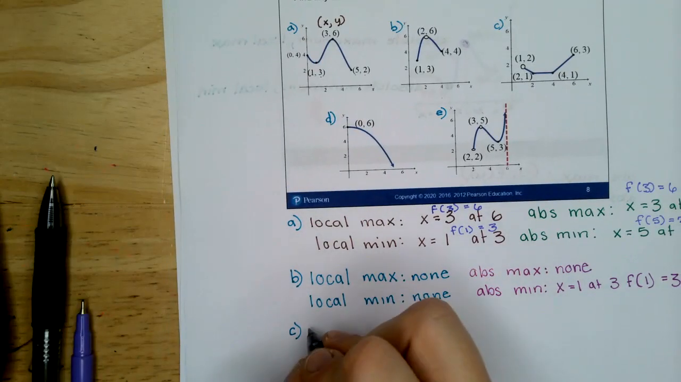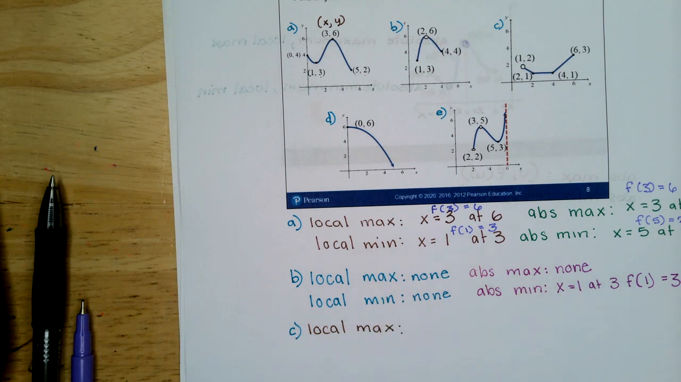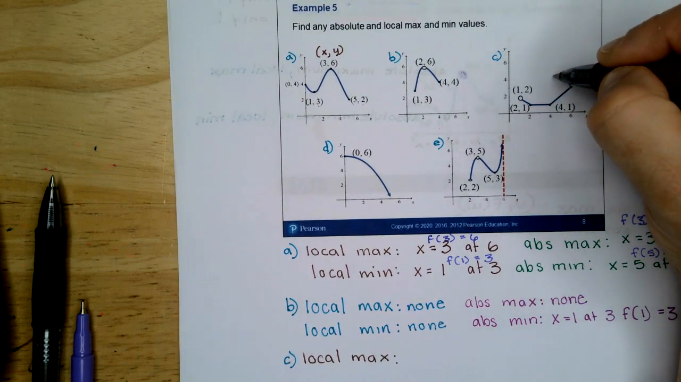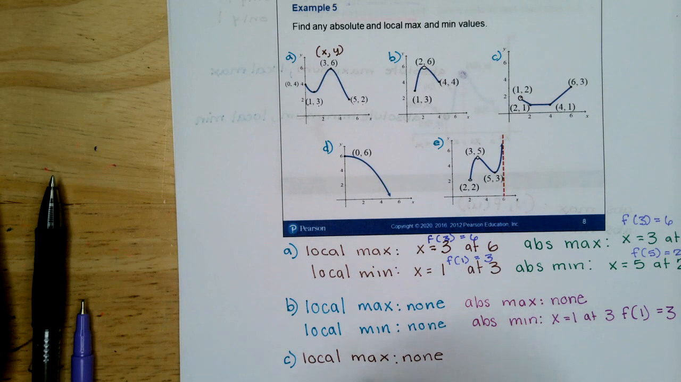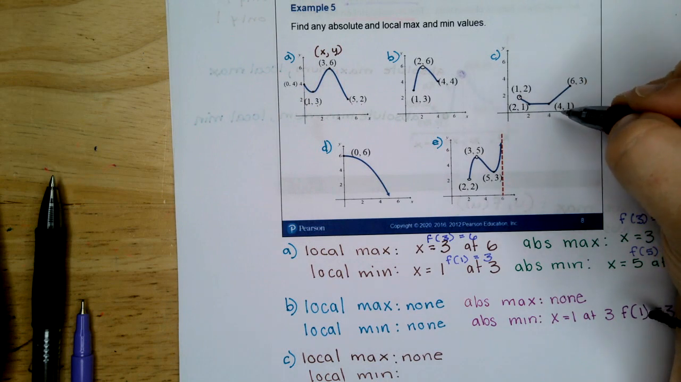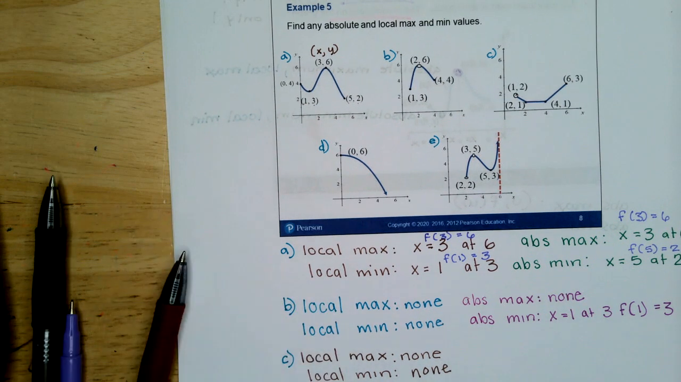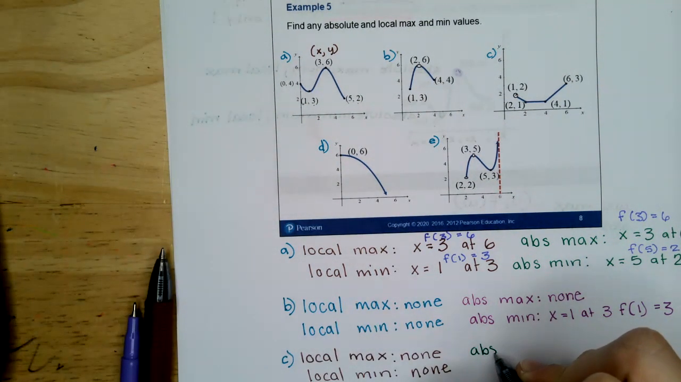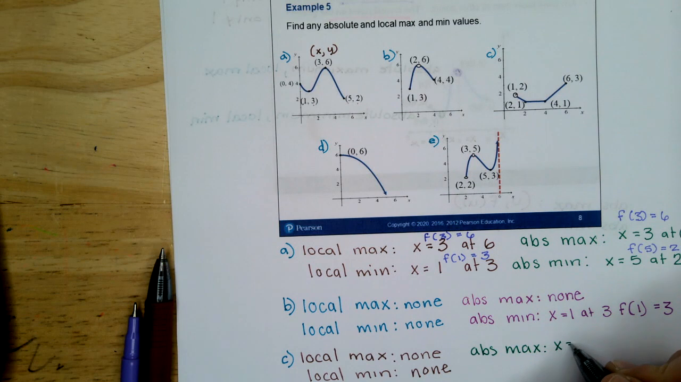For C, local maximum, remember, it has to come up and go back down. That goes up, it doesn't come back down. That's omitted, so there is none. Local min, it has to be a valley, so it has to go down and immediately come back up at one point. So it's, again, none. Okay? Absolute maximum. The very highest point is 6, 3. X equals 6 at 3. F of 6 equals 3.